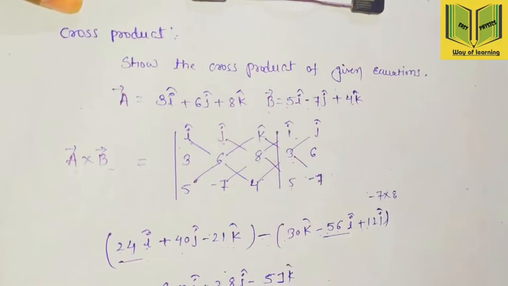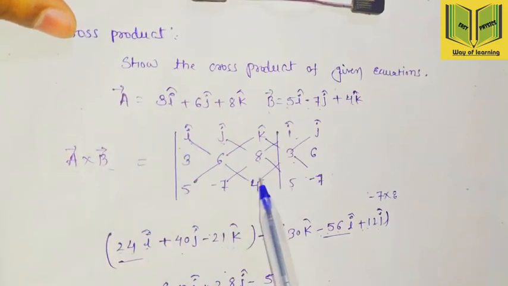This is a very simple solution of the cross product. If we are given two vectors and multiply the two vectors in this form, we will easily get our answer. So this is our answer.